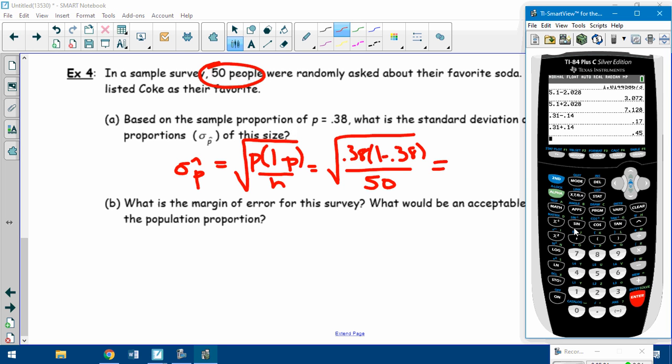So let's see what that comes out to be. Square root of, I'm going to use alpha y equals 0.38 times 1 minus 0.38 divided by 50. And it comes out to be 0.0686-ish.